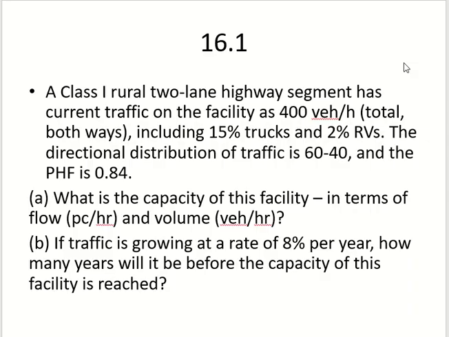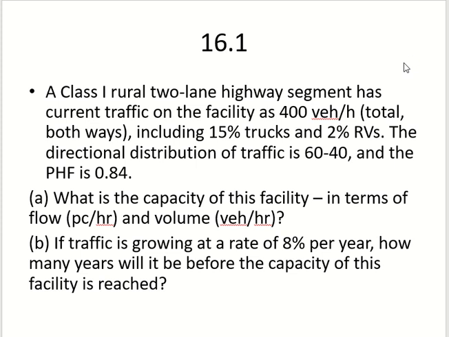Okay. We have this example. Class 1, 2-lane, 400 meters per hour, both directions, 15% trucks, 2% RVs, we'll combine them, total 17%. These are heavy vehicles. 60-40 split of traffic, one direction has 60, the other one has 40. Peak hour factor 0.84. We are required to do 2 things.